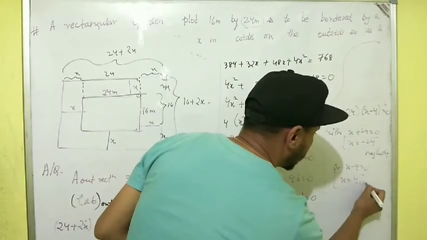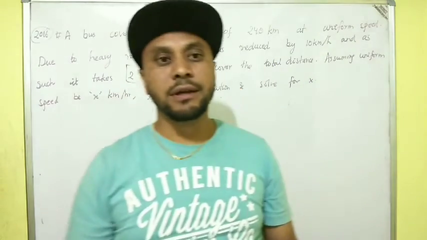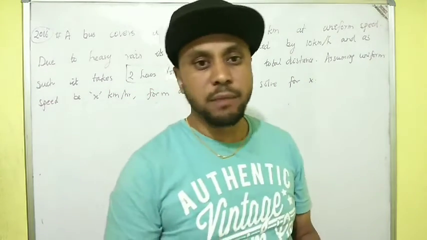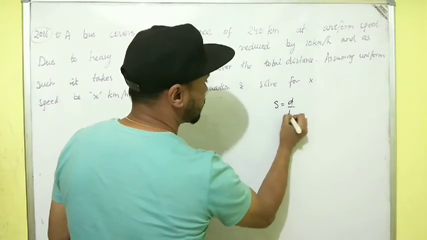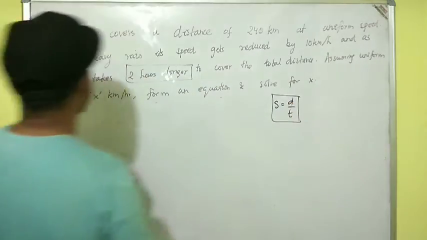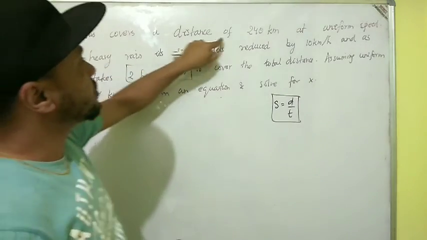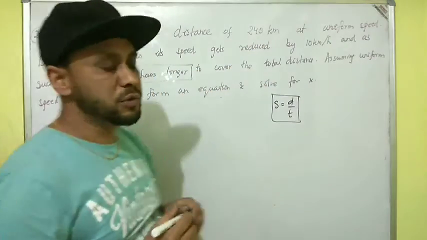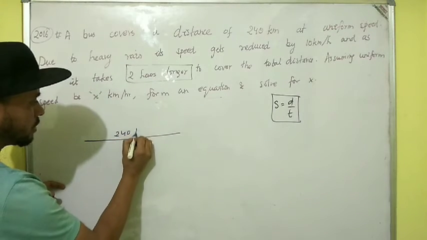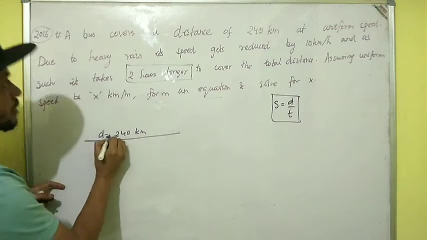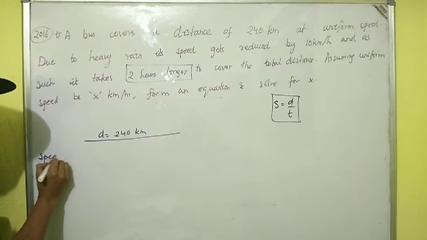Alright, centimeter. Yes. Now let's take another type of question based on speed, distance and time. Okay. Now we know that speed is equal to distance over time. So this is what we are going to use now. Okay. Now the question says a bus covers a distance of 240 km at uniform speed. Now here what is given is the distance, which is 240 km. Alright, so this is the distance at a uniform speed.